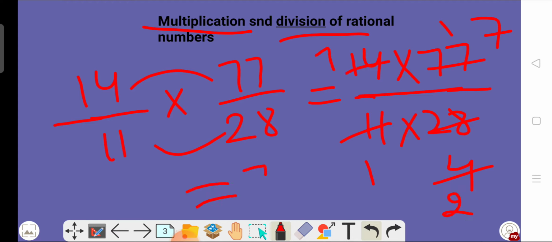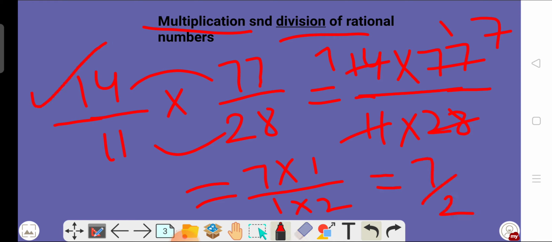So result is equal to 7 multiplied by 1 and 1 multiplied by 2. So this is equal to 7 by 2. So this is the way by which we have to multiply two given rational numbers. Now what we learn? Division.